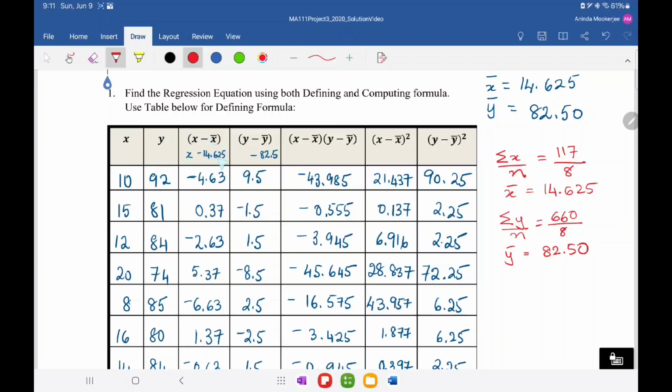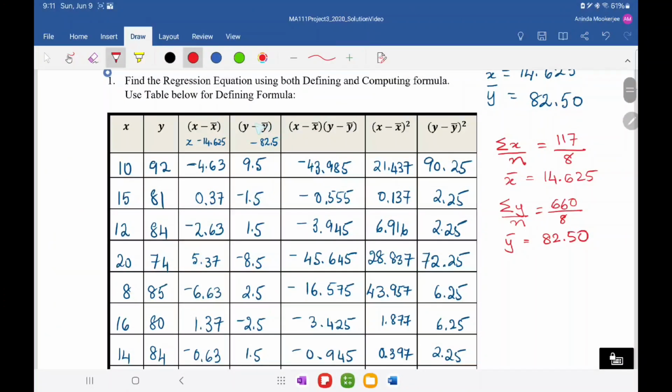So now that we have our x bar and y bar values, we have to take each x value and from it subtract 14.625, which is the x bar value. So 10 minus 14.625 is negative 4.63. 15 minus 14.625 is 0.37.